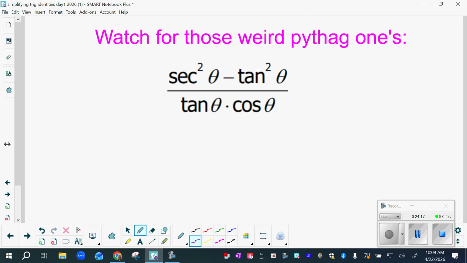Advice on this: do top and bottom separately. Take a look at your top, take a look at your bottom as 2 separate things. Now the top, look what I got going on here. I've got a squared and a minus or a plus. Look at your Pythagorean ones. Don't look at sine squared and cosine squared. I've got the word secant squared and tangent squared. Look at that and see if you can rewrite that using that Pythagorean. It's a nice thing.